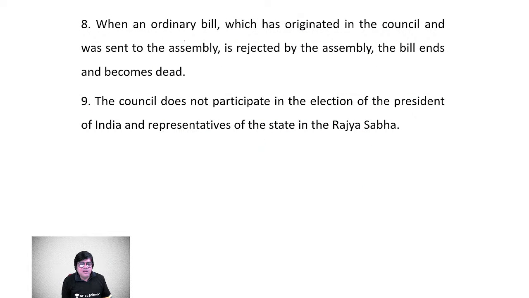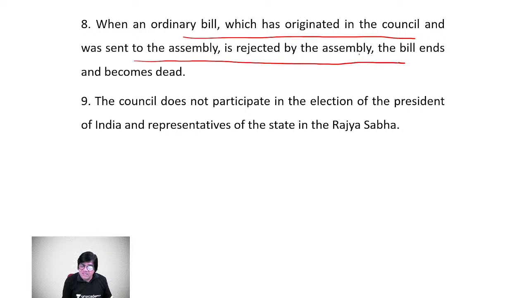Similarly, when an ordinary bill which originated in the Council was sent to the Assembly and rejected by the Assembly, the bill ends there and it becomes dead. So here also we can see the overriding powers of the Legislative Assembly.